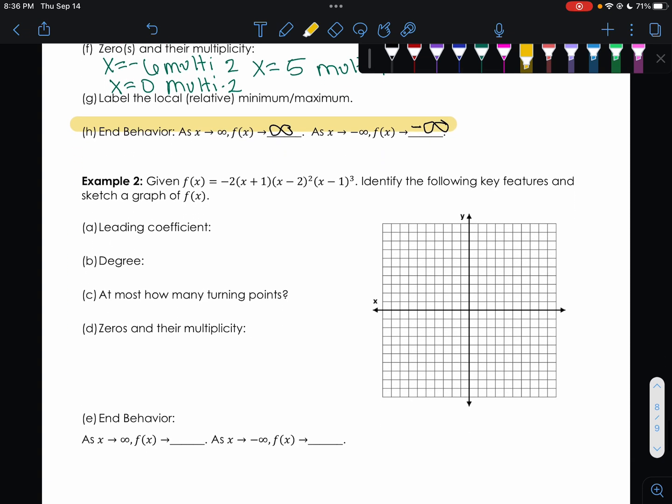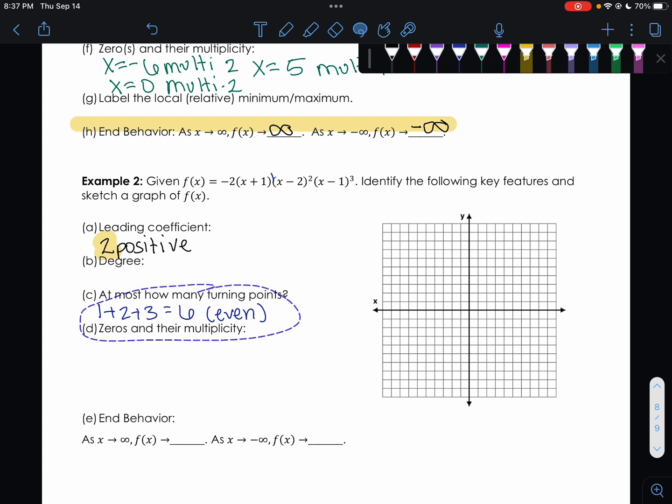The next one, given f of x equals -2 times the factored form, we want to identify the following. Okay, for the leading coefficient, we see that all the x's just have a 1 in front, so that 2 is our leading coefficient, which is positive. To get the degree, we're going to add up all of the exponents. So I get 1 plus 2 plus 3, which is 6. This is an even number, and it tells me that my ends will be going in the same direction. Since my leading coefficient is positive, it's both going to be up.